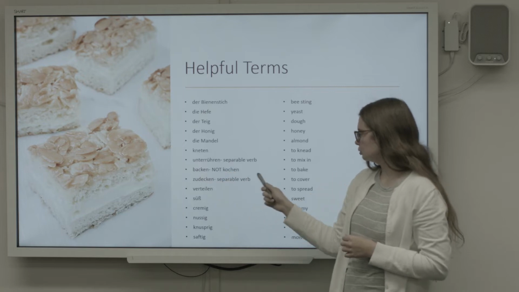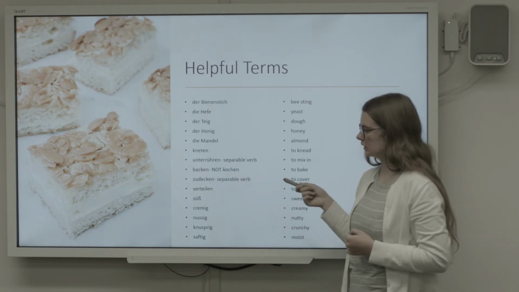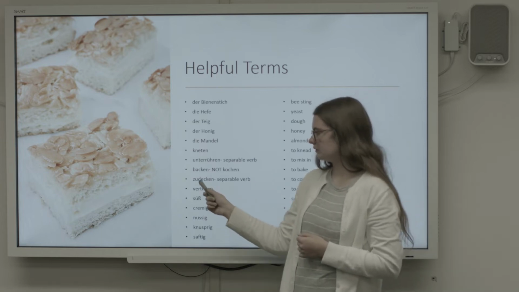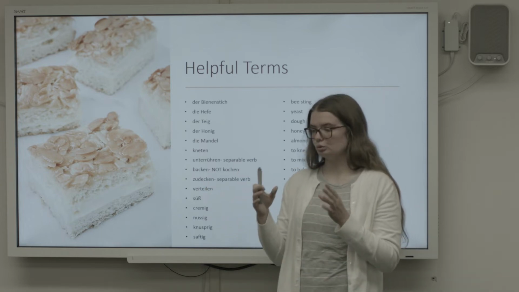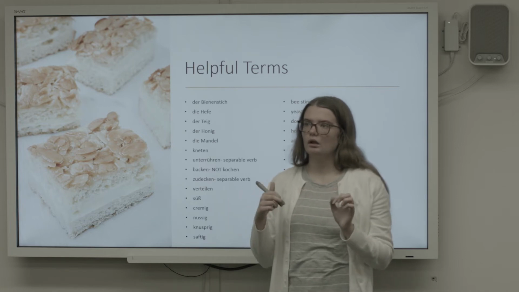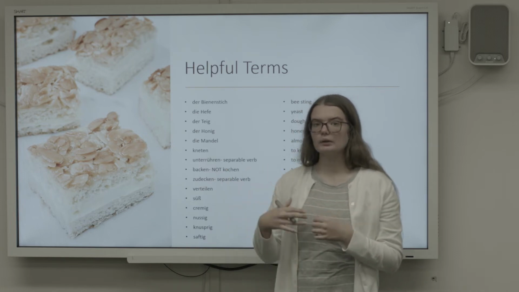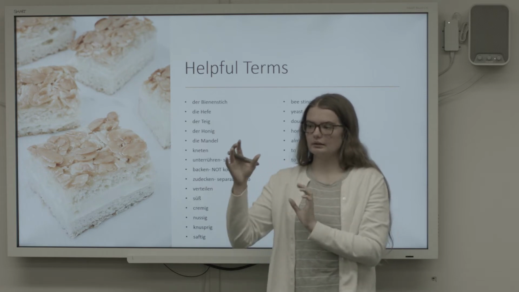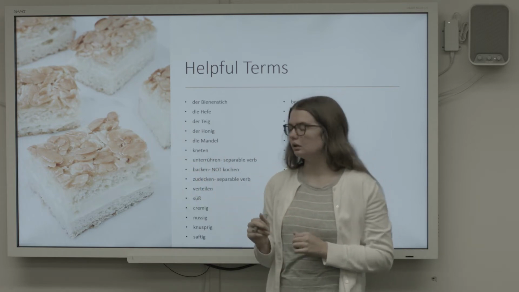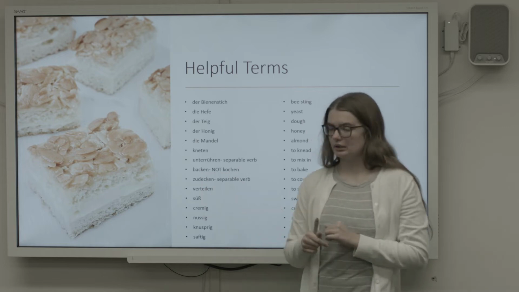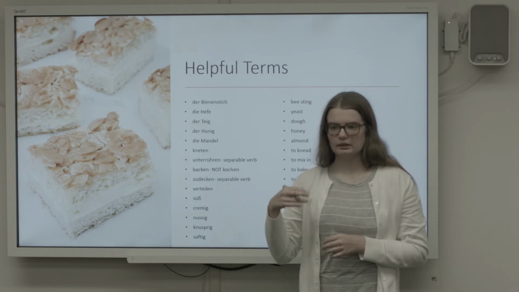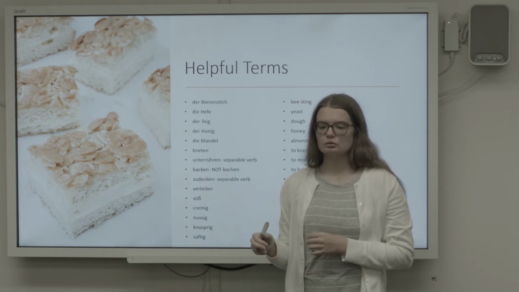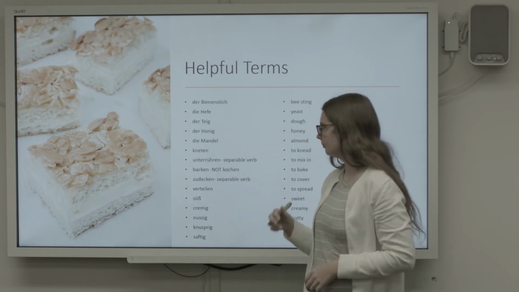So then we have zudecken. Zudecken means to cover, and this is another separable verb. So you take that prefix zu, and put it at the end. So you'll see later we're going to cover the dough to let it rise. So you would say ich decke den Teig zu. And that conjugates pretty regularly. Ich decke zu, du deckst zu, sie deckt zu, und so weiter.